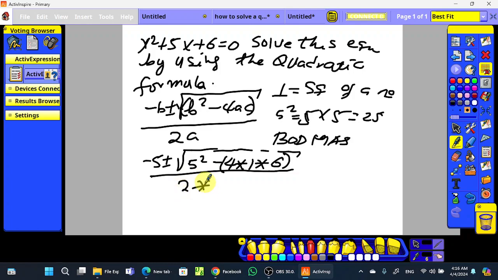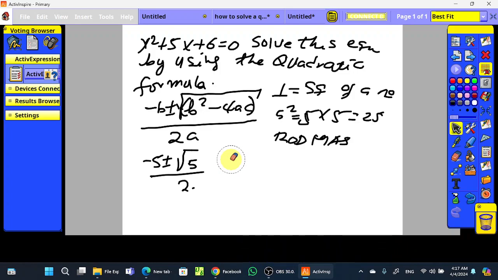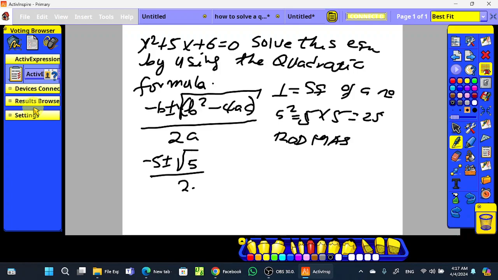Over 2 times a, and a is 1, so this becomes, hold on 1 second, let me erase this for you. Okay, let me solve it for you first.